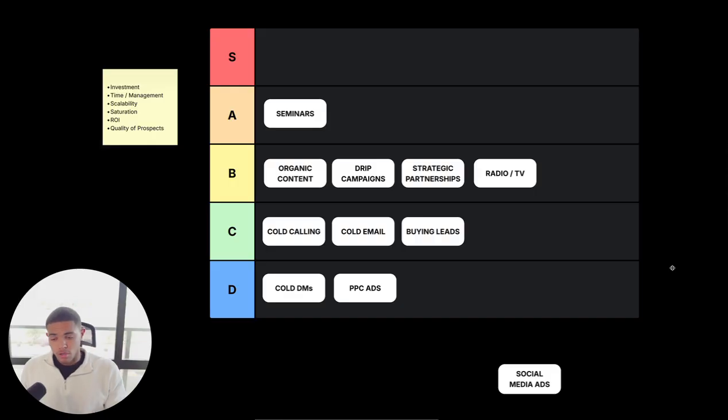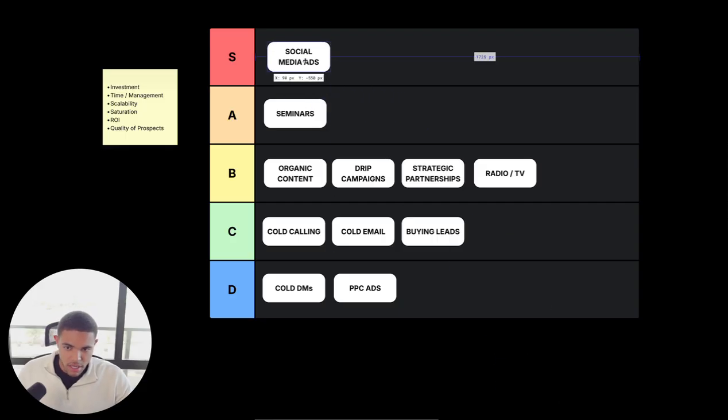Now, for social media ads, this is going to be in the S tier. Now, the reason for this being in the S tier is not because of just social media ads alone. It very much determines the funnel you have equipped with it, the content you are creating, a lot of things. But I'm talking about a high-performing, well-put-together social media campaign.